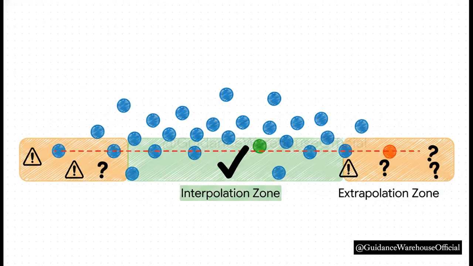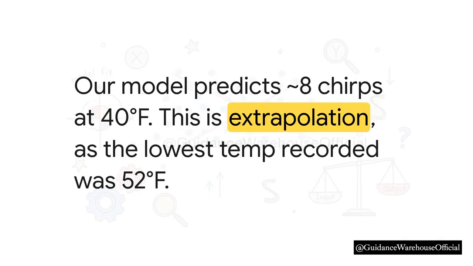But the other kind is called extrapolation. That's when you try to predict something far outside your data range. And this is where things can get very risky. Let me show you what I mean. Remember, all of our cricket data was collected when it was between 52 and 80 degrees Fahrenheit. So what if we ask our model, hey, how many chirps will there be when it's only 40 degrees? Well, the math will give us an answer, about 8 chirps, but we've just stepped way outside our known data.